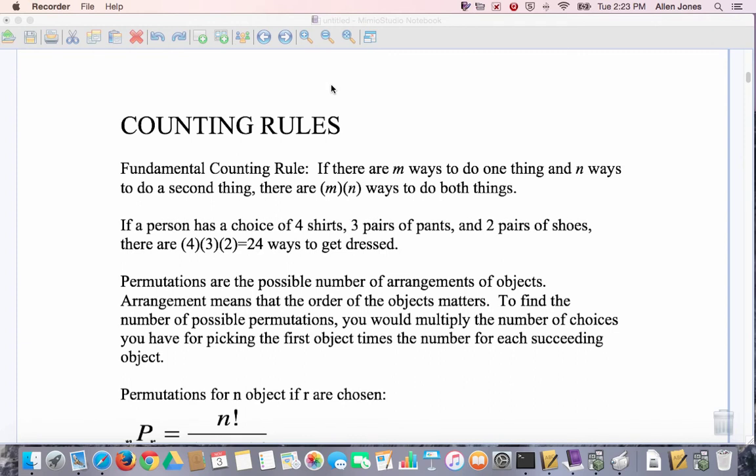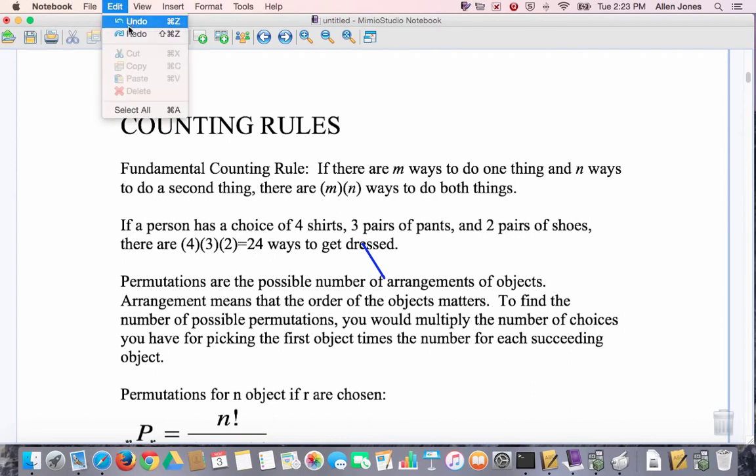We're looking at our counting rules and also how they apply to probability. We basically have three items here: the fundamental counting rule, combinations, and permutations. So we'll start out here with our fundamental counting rule.